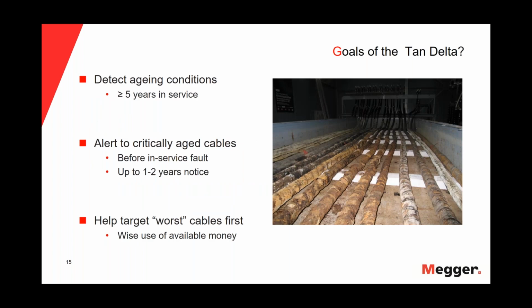What are the goals of the tan delta test? Well, to detect the aging conditions in the insulation of the cable. For that reason, we will do the tan delta test in all cables, at least cables that have been in service for 5 years. The goal is to alert to critically aged cables before in-service fault, with up to 1 to 2 years notice, and of course, also to help target the worst cables first.